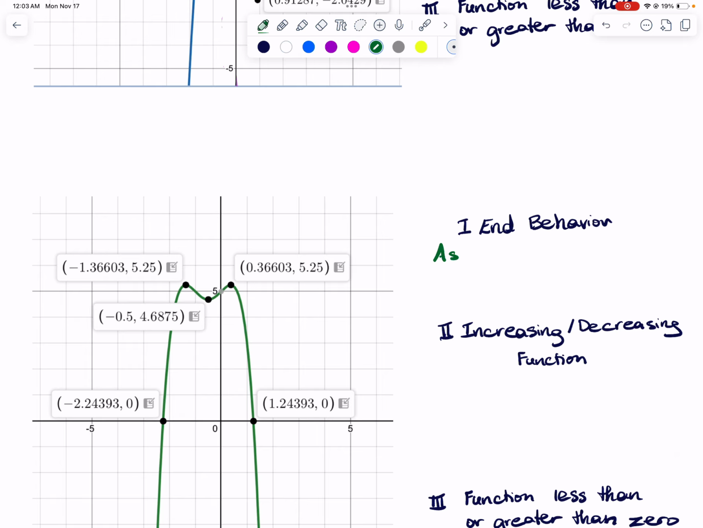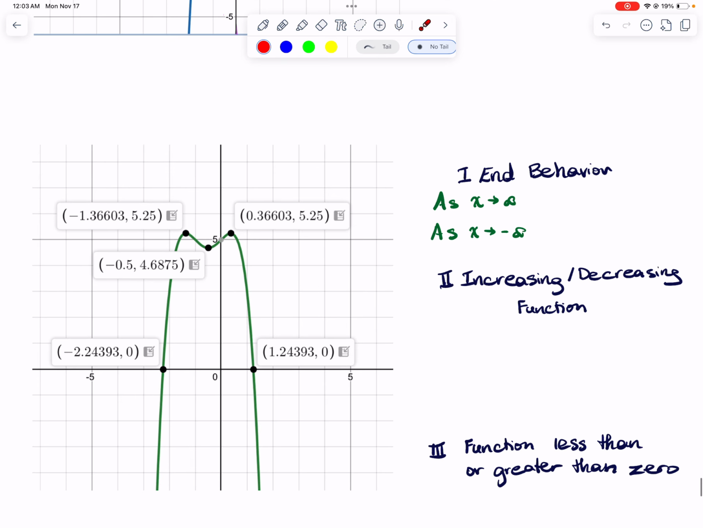Again, we are always going to be focused on what happens as x approaches positive infinity, that's to the right, and what happens as x approaches negative infinity, that's to the left. So notice that as our graph goes to the right, it goes down, which means our function is going down. So as x approaches positive infinity, f of x is approaching negative infinity. Again, that's because it's going down.